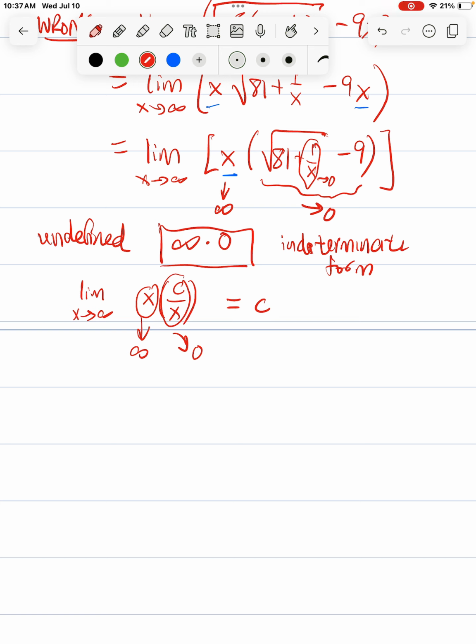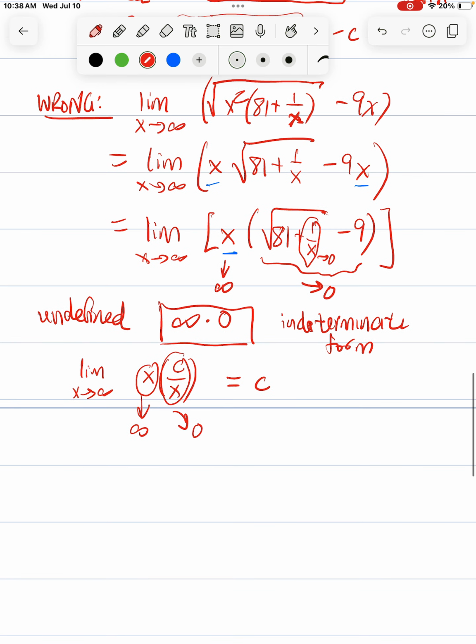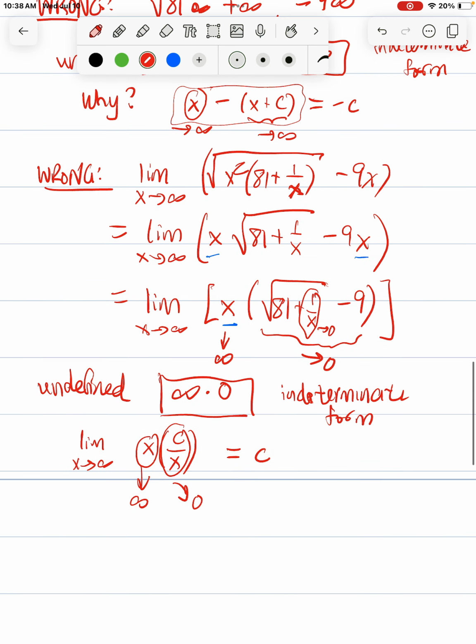Okay, so this is an example that shows that you can't tell what the limit is. Here's an example of something where you have one thing that's going to infinity, that's x, and the second thing is going to 0, but you can't tell what the limit is. To tell what the limit is, you actually have to work with the specific function that you have. There's no general rule that says what the limit is going to equal. So that's why the second approach doesn't work.